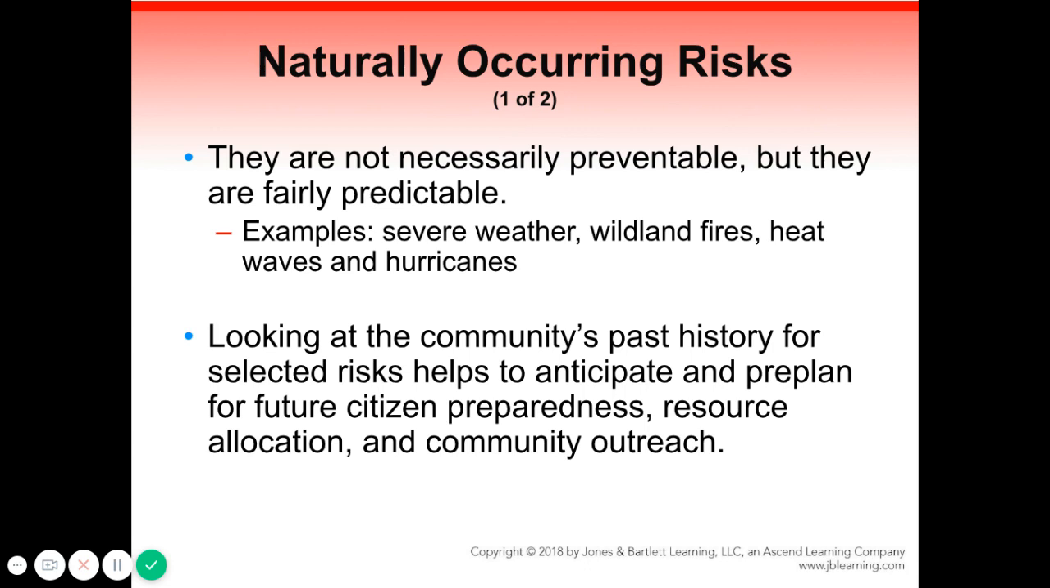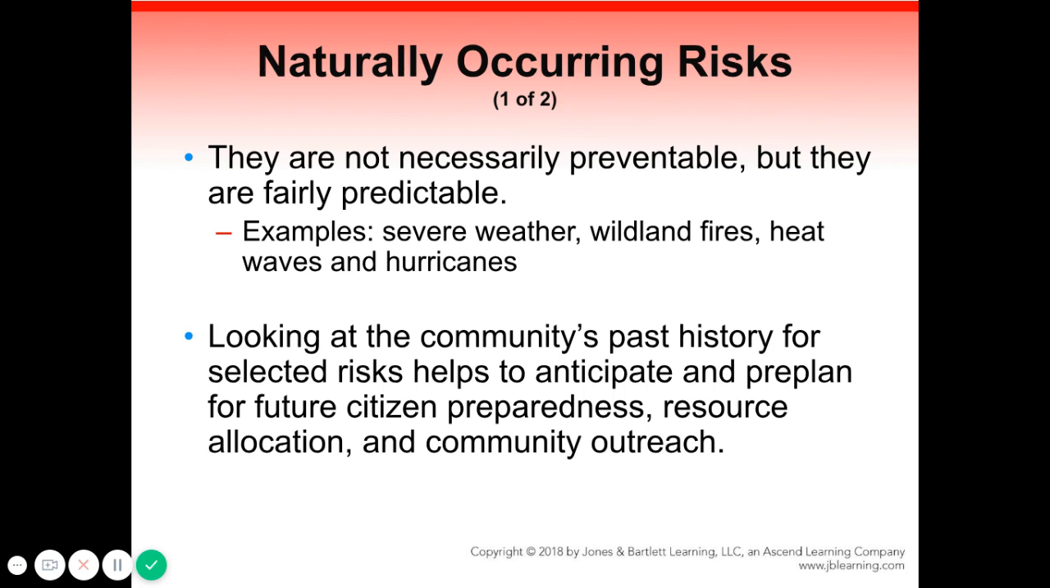It's things that are going to affect this: where you live in the country, even where you live in the state. Some areas are more prone to flooding. Some areas are more prone to those cold snaps. So you want to look at your community's past history for the selected risk to help anticipate and pre-plan for future citizen preparedness, resource allocation, and community outreach.